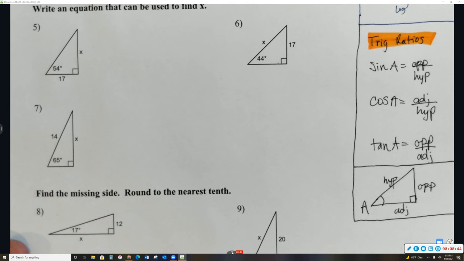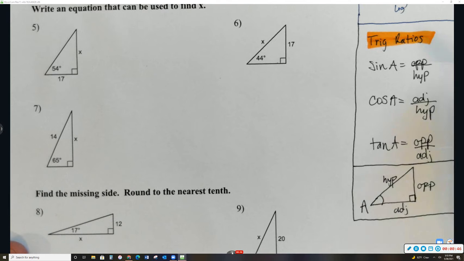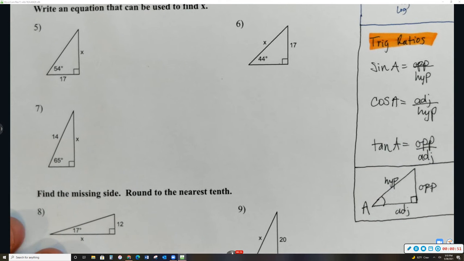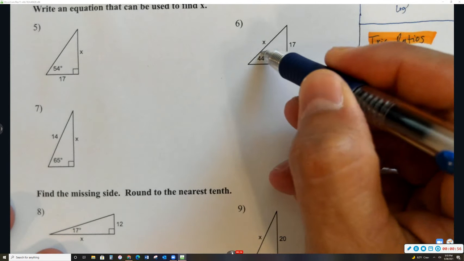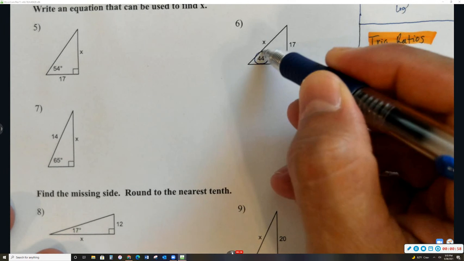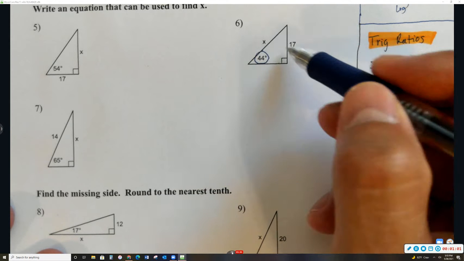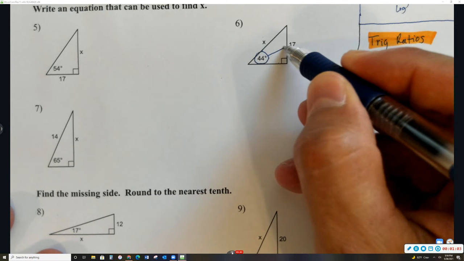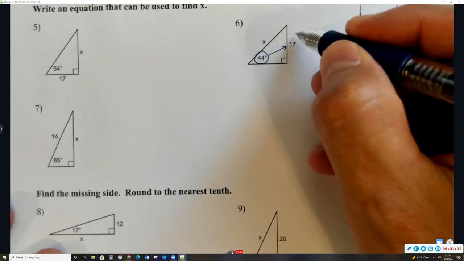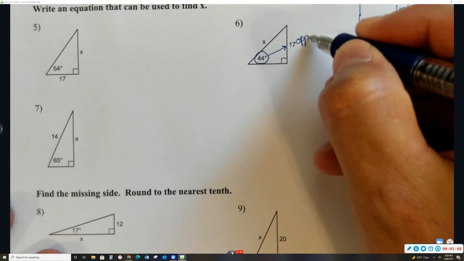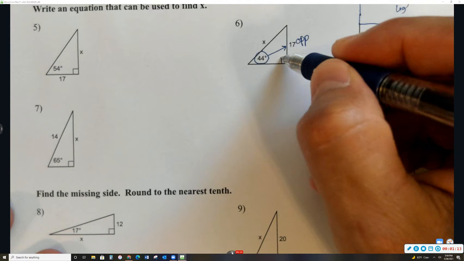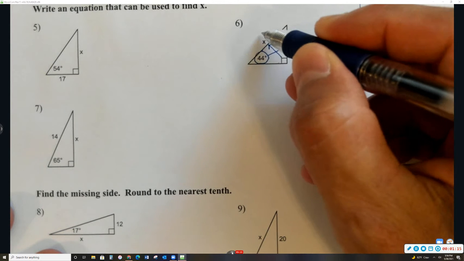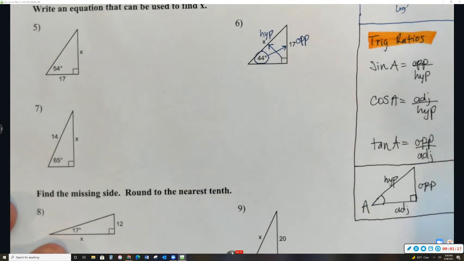Okay? So when we solve these, if you need to pause it to copy this down, go ahead and do that. But when we solve these, this is what I like to do. So first I identify an angle I have information about. And then identify the sides I have information about. Like this side is across the 44-degree angle. Because it's across the 44-degree angle, I know it's the opposite side. And then this side, which is x, is across the 90-degree angle. So I know this is the hypotenuse.